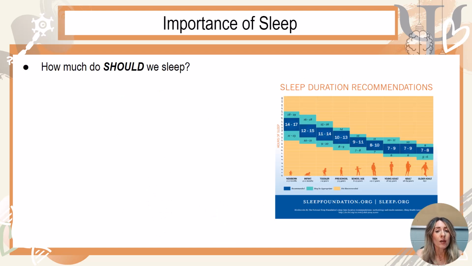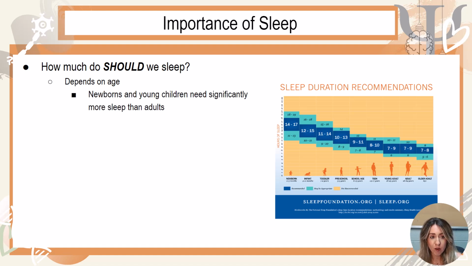Okay, so now that we know why we should sleep, the question is how much should we sleep? Sleep depends on age. It's not the same for everyone. Newborns and children need way more than adults. You can see in the chart we have about 14 to 17 hours for a newborn, versus a teenager, which is about 8 to 10, and an adult, which is about 7 to 9.